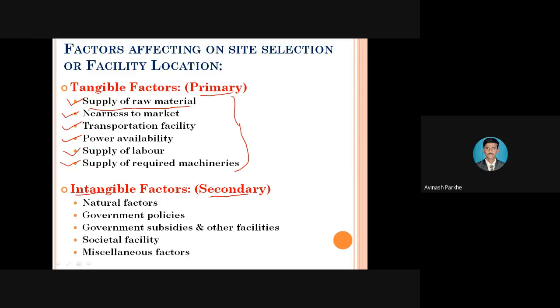Then second, intangible factors, which are called secondary resources. Intangible factor means natural factors. What is meant by the natural factors here? Here we have to take some environmental conditions, some natural factors, and some rules and regulations, government rules and regulations.